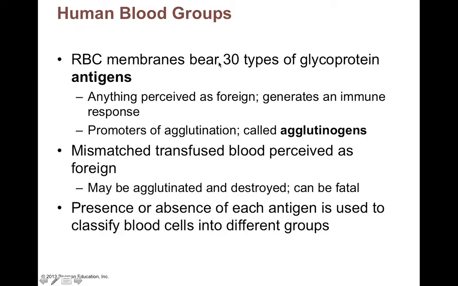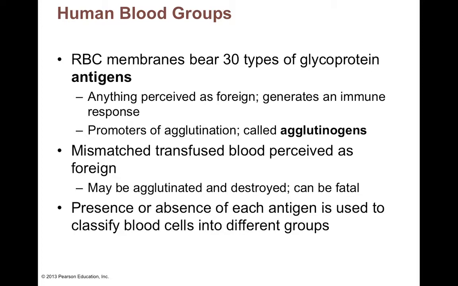It turns out we have 30 different types of glycoprotein antigens on our red blood cells, but there's really only about 3 that we talk about with respect to blood type. We talk about A, B, and D antigens, but there are 27 other types of antigens for blood type. The reason we mostly focus on A, B, and D is that those are more immunogenic. They have the strongest immune reactions if you have a transfusion reaction. So that's usually what we talk about.